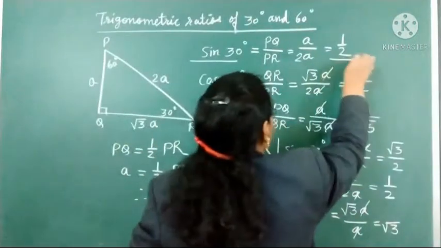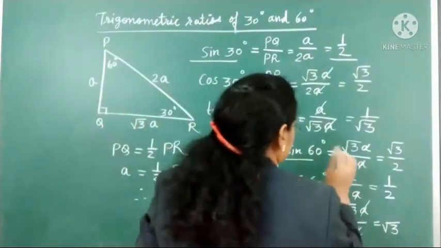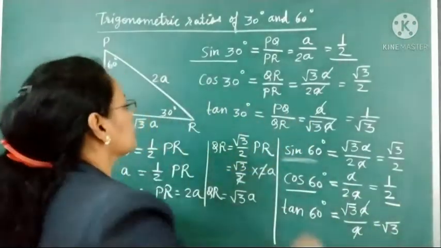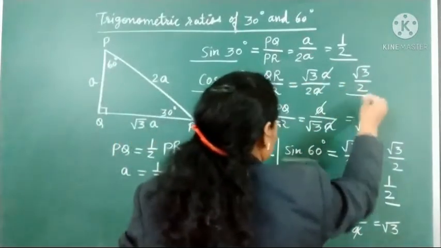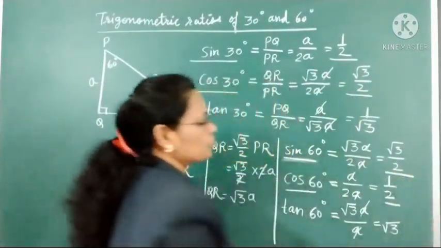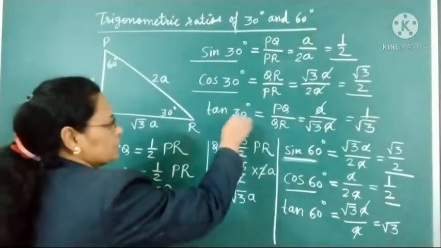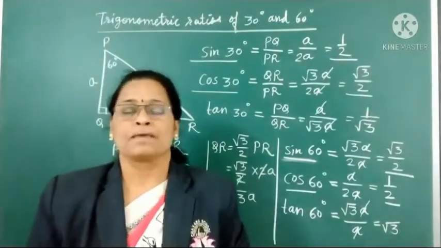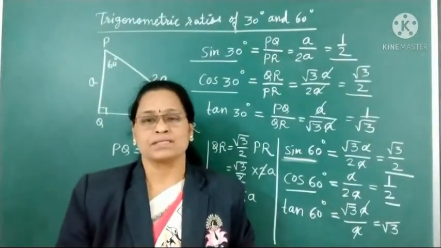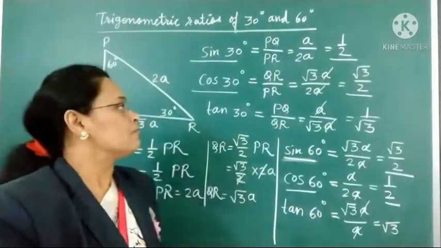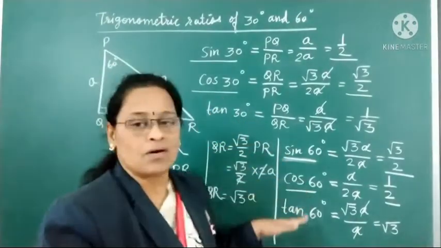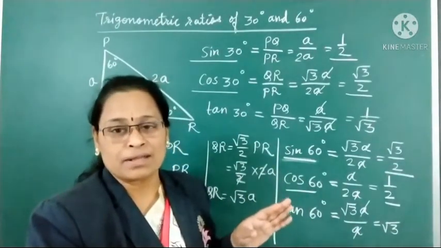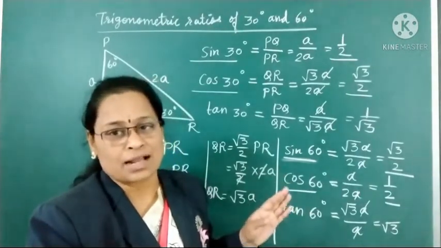Sin 30 is 1 by 2. Cos 60 is also 1 by 2. Then cos 30 is root 3 by 2. Sin 60 is also root 3 by 2. Tan 30 is 1 by root 3. Tan 60 is root 3. So like this way you can find out the sine, cos and tan values for 30 degree as well as for 60 degree. You have to remember this, and it will be beneficial in 10th standard, 11th standard and 12th also.